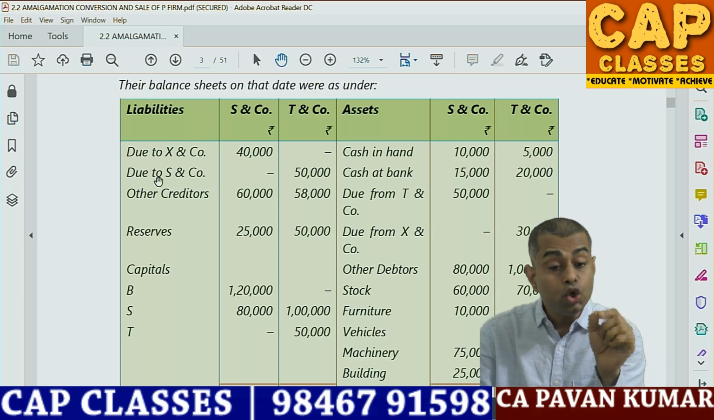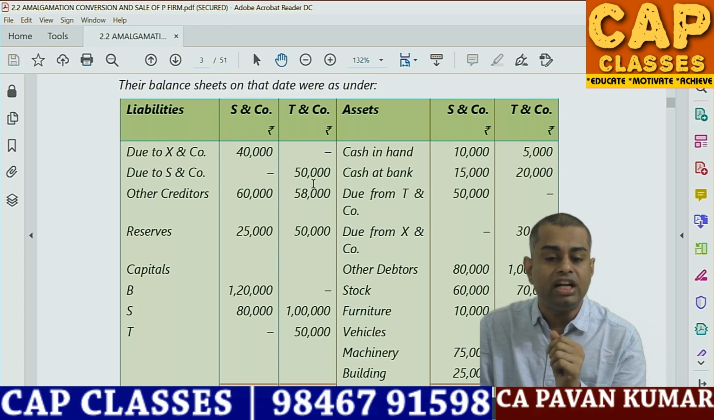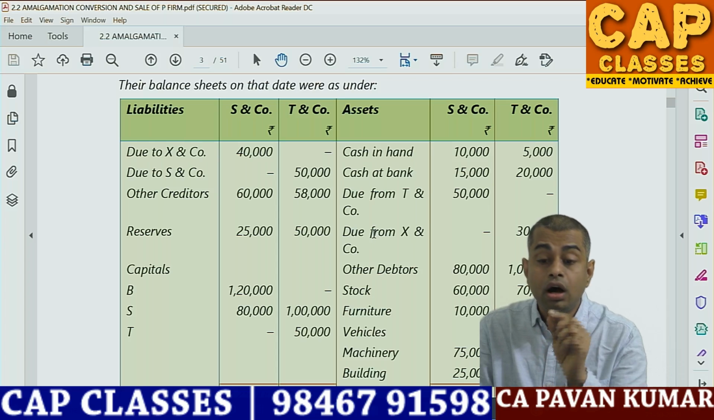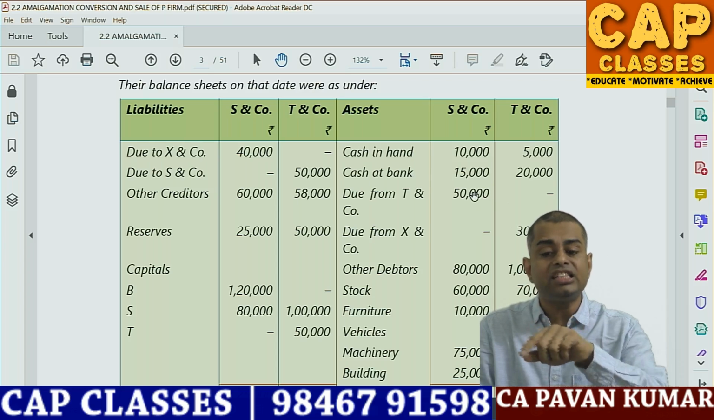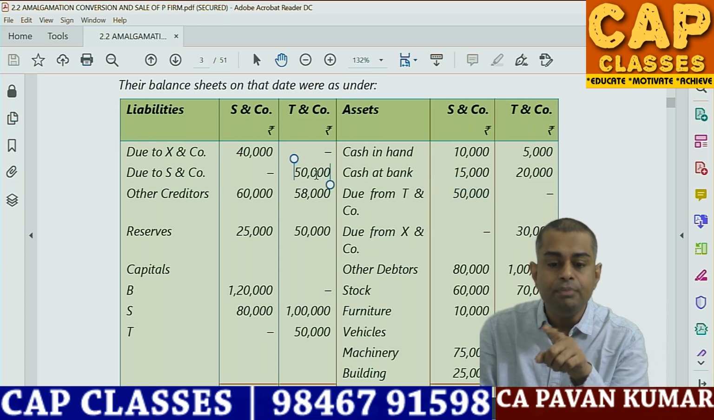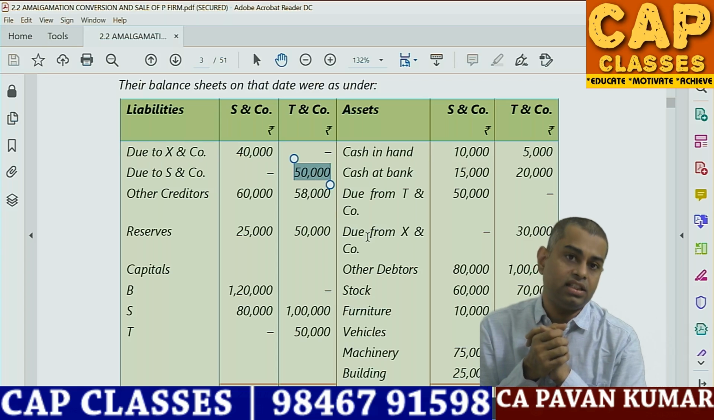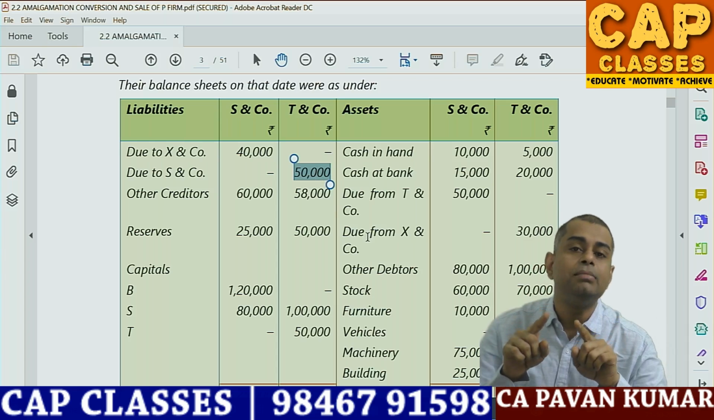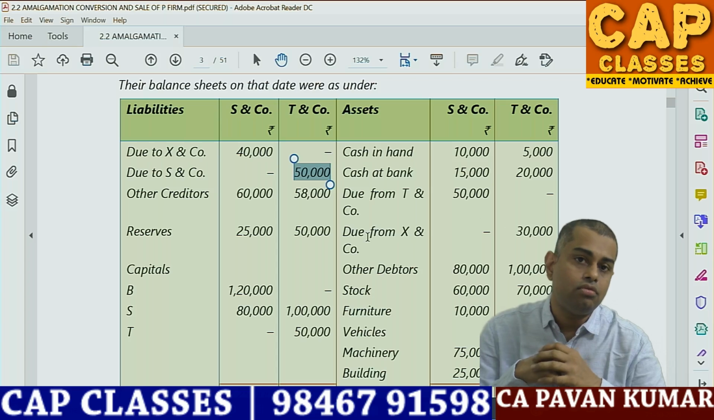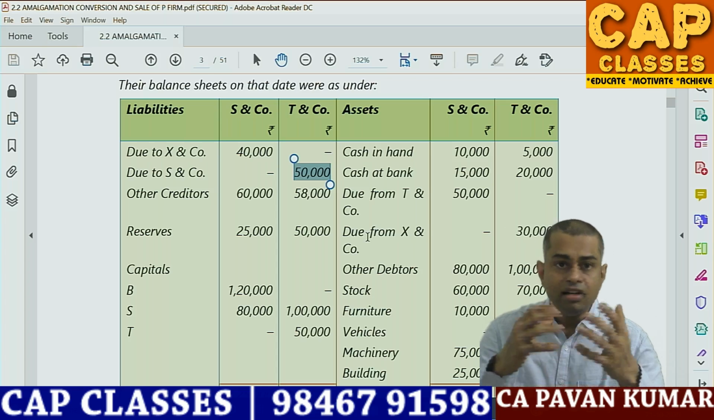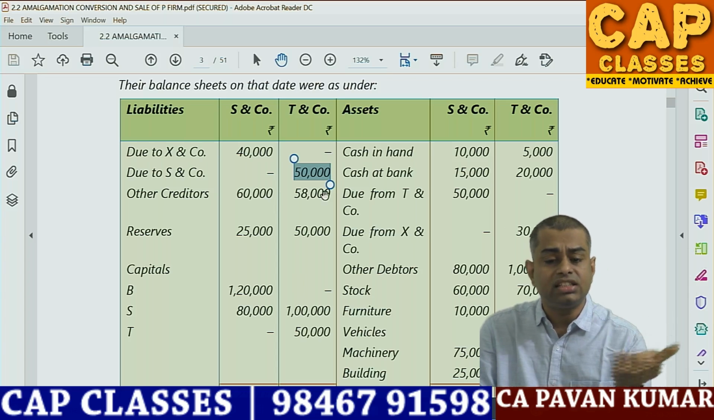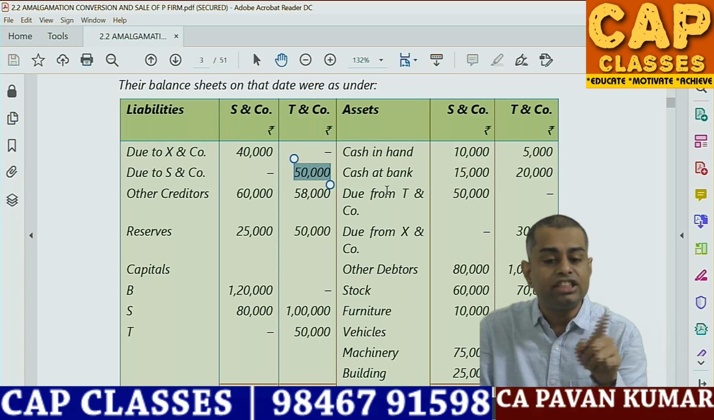But due to S and Company, in T's books 50,000 is there. Come to the right hand side, on the asset side, due from T and Company in S's books 50,000 is there. So this 50,000 is intercompany indebtedness. That we will cancel by passing a journal entry, creditor account debit to debtor account. You understand? This 50,000 will cancel. Then other creditors, outsiders, 60,000, 58,000, reserves, 25,000, 50,000.